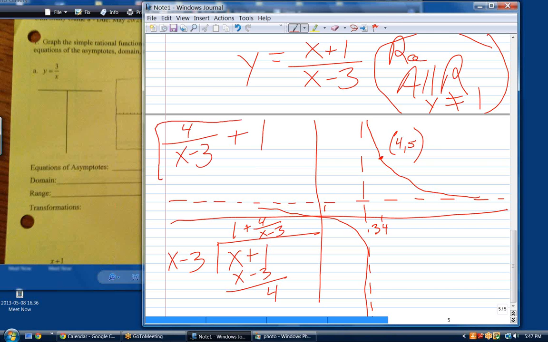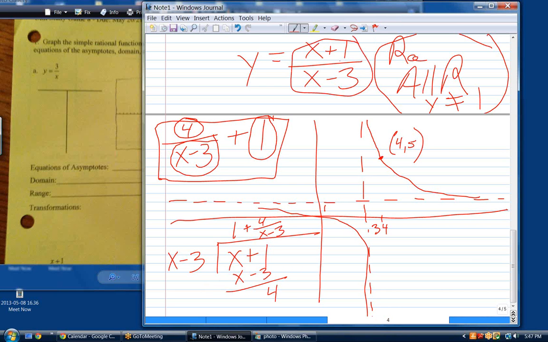Now I can read everything that's important about the transformation. I've got a horizontal shift to the right of 3. I got a vertical shift up of 1. And I got a vertical stretch of 4. I wouldn't have been able to come up with that vertical stretch without doing this division. There's no way I would have figured out the vertical stretch was 4.